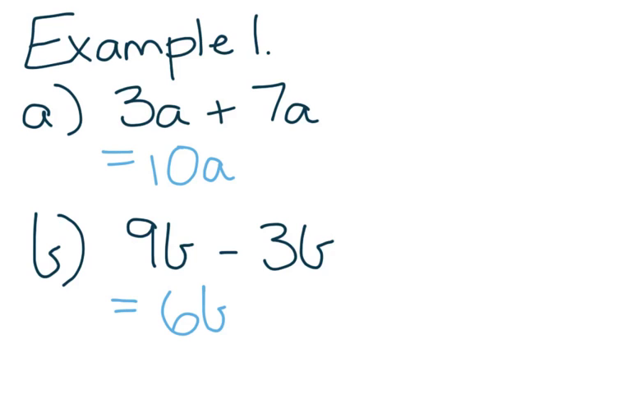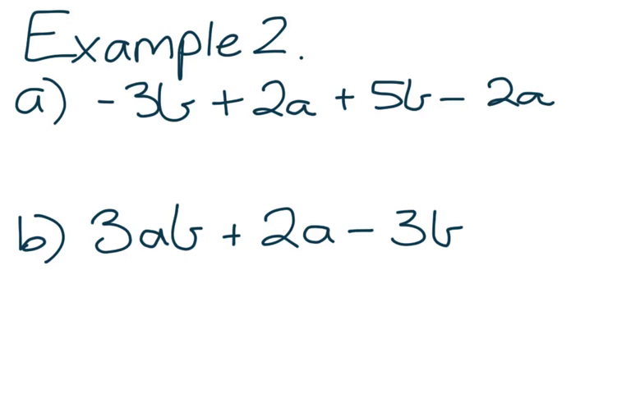So all we're doing is looking at the coefficients, which is the number in front of the letter, and adding or subtracting those. When we move on to example 2, things get a little more complicated because we're now looking at 2 different sets of like terms or potentially no like terms, and we need to know what to do with those. So what I'm going to do first is identify the like terms in the first example.